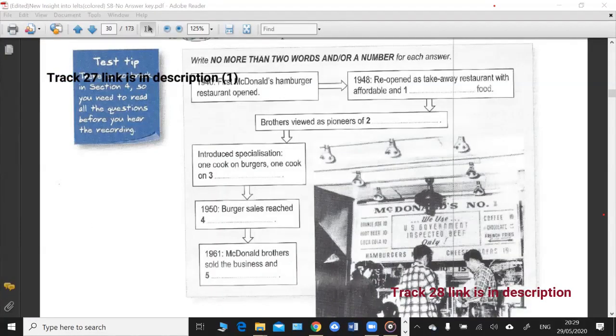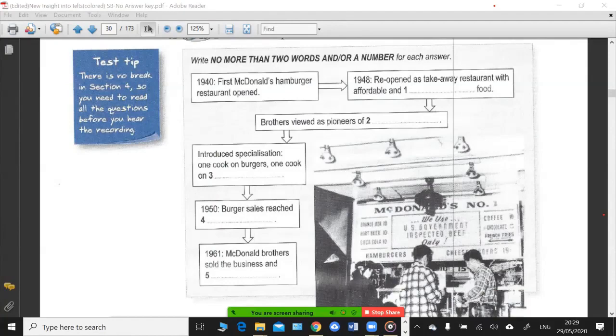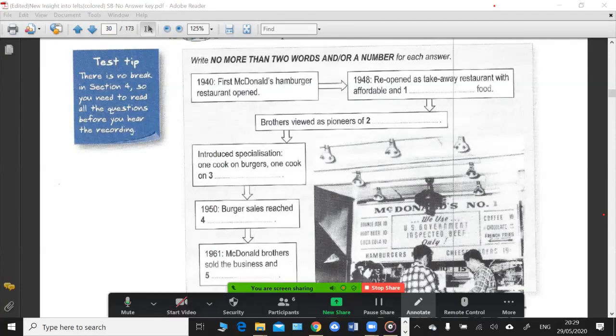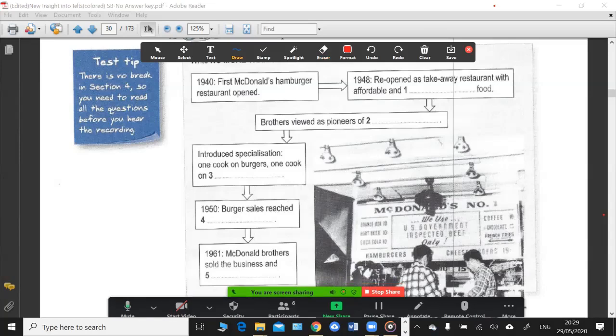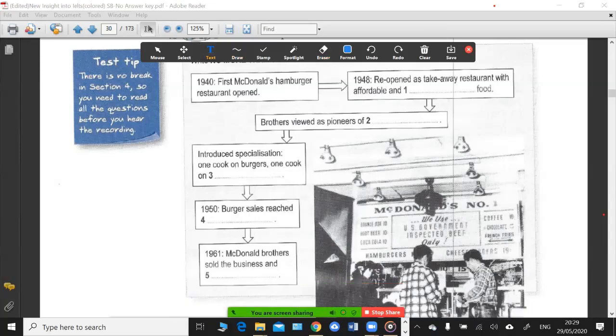Okay, very interesting. When I heard it the first time, a lot of information was new for me and might be new for you as well. Okay, we'll go now quickly and we will check our answers.